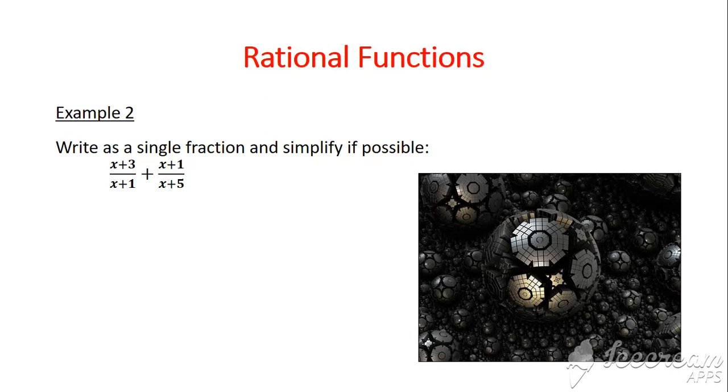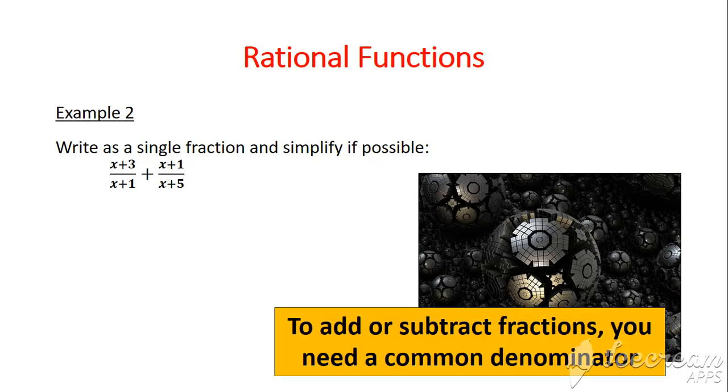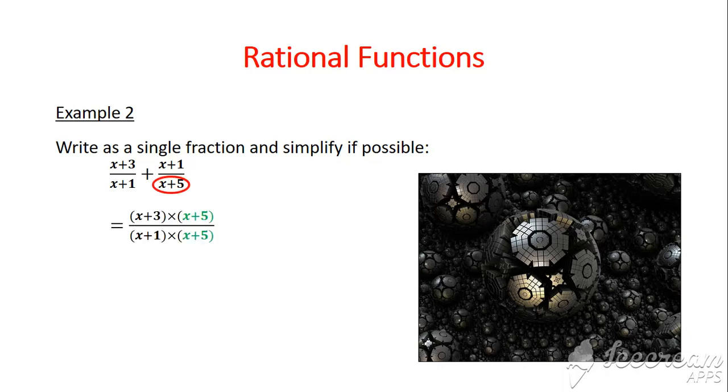All right, example 2, we're going to write this as a single fraction and simplify it if we can. So take the first fraction, we're going to work on a common denominator, that's right. Take the first fraction and multiply the top and bottom by x plus 5. Keep it all in brackets, please. Take the second fraction and multiply the top and bottom by x plus 1.